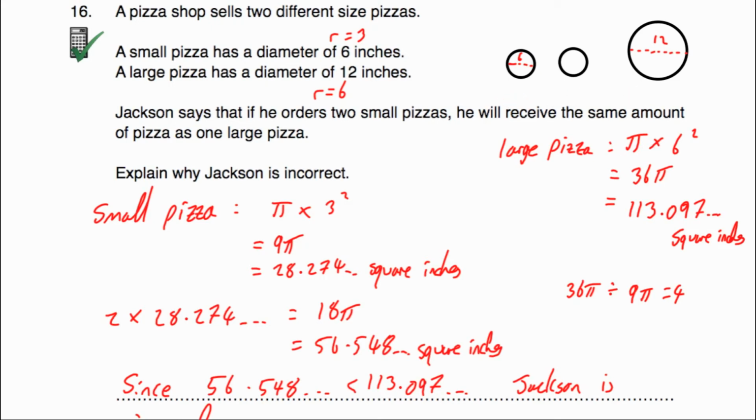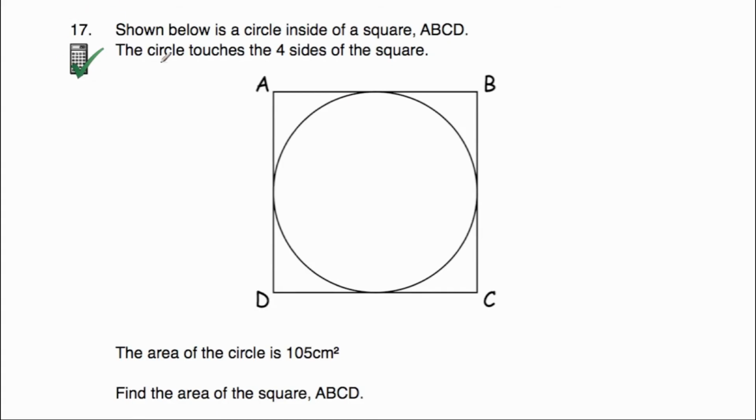And that's it. Okay, let's have a look at question number 17. Question 17 shows a circle inside of a square, A, B, C, D. The circle touches the 4 sides of the square, and the area of the circle is 105 centimeters squared. Find the area of the square, A, B, C, D.